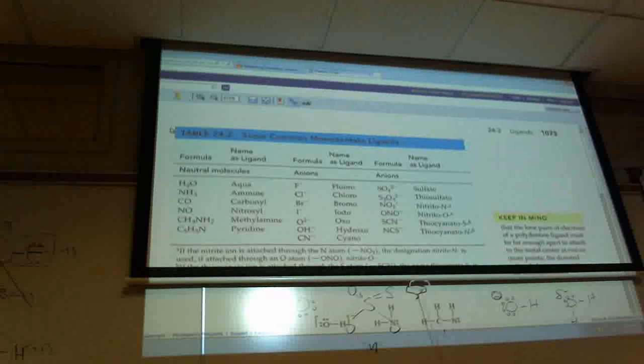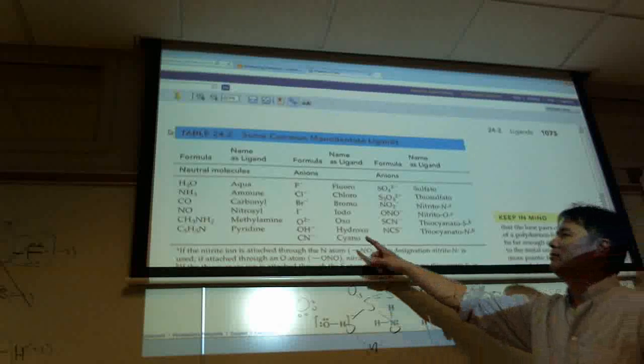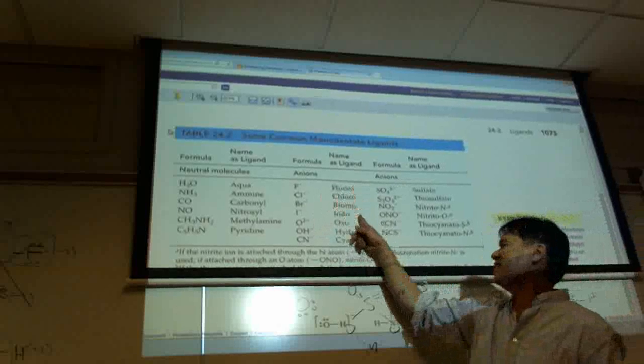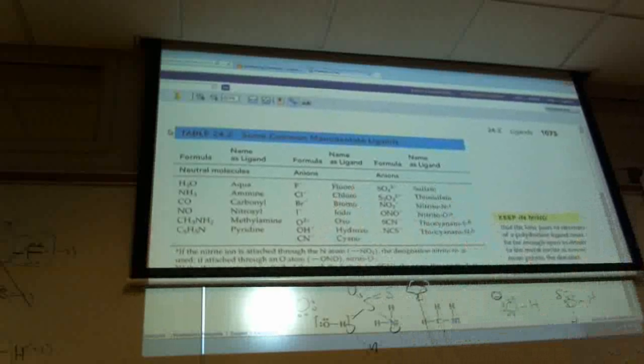Did I talk about what we do with the names already, for the anions? Like fluoride gets changed to fluoro. Just change the ending to O. That's pretty much it, unless it's neutral.